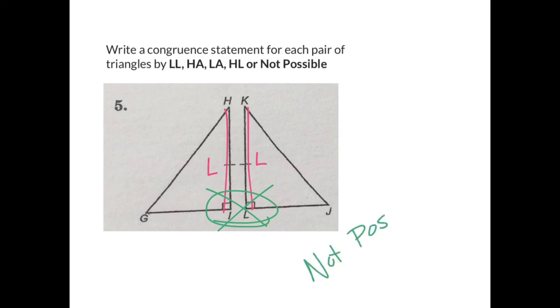There's not enough congruent information to say that these two triangles are congruent. Now we can't say that they're not, which is why we're not saying not congruent. We're simply saying that it's not possible to write the congruent statement with the information that is provided, okay? Just one pair of legs isn't going to do it.